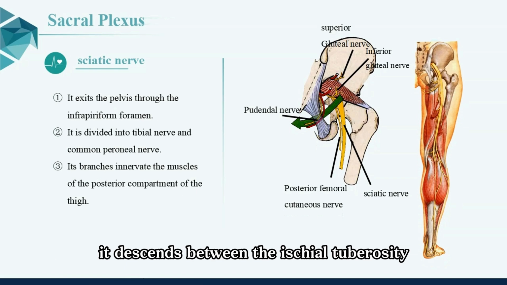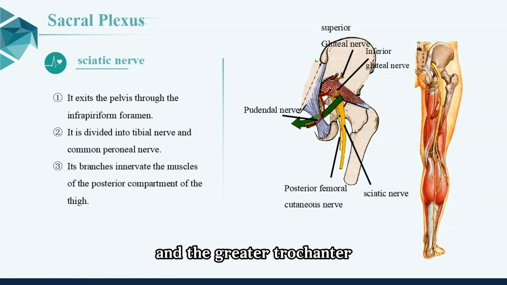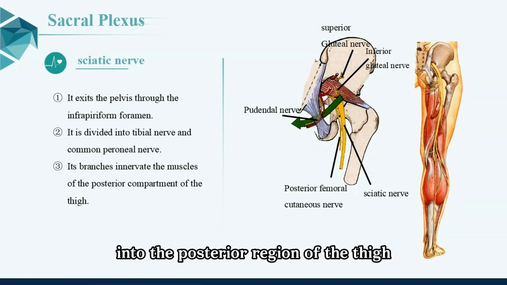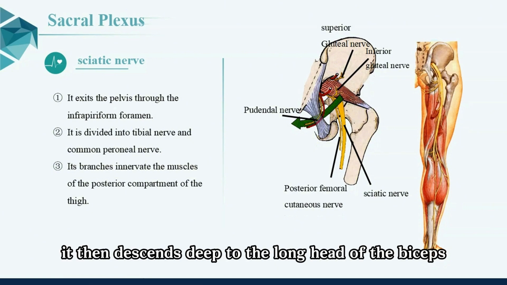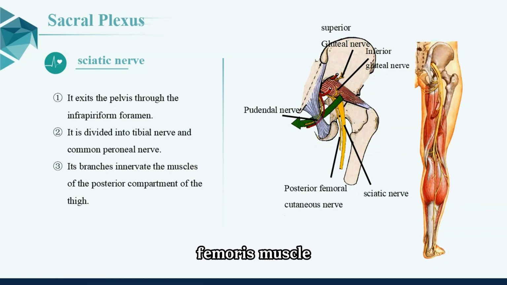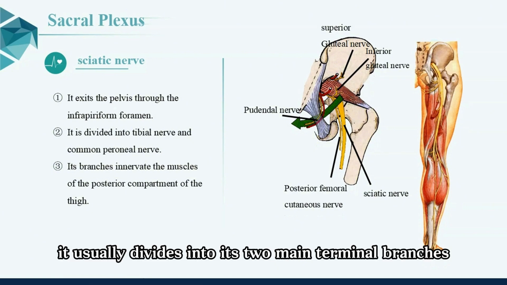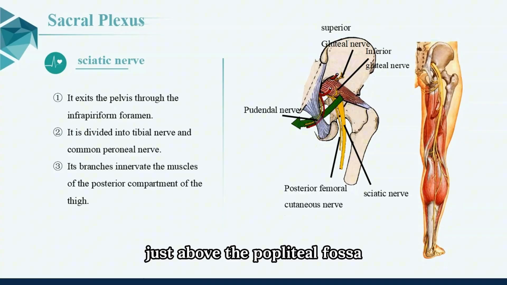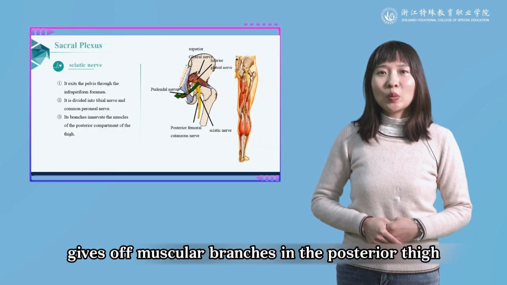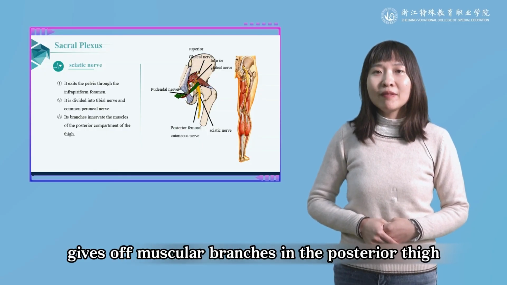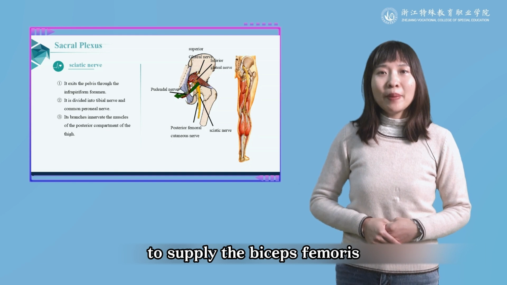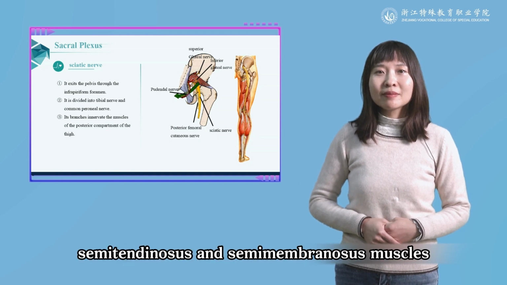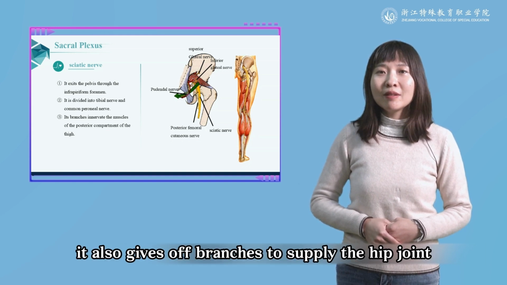It descends between the ischial tuberosity and the greater trochanter into the posterior region of the thigh. It then descends deep to the long head of the biceps femoris muscle. It usually divides into its 2 main terminal branches, the tibial nerve and the common fibular nerve, just above the popliteal fossa. The sciatic nerve trunk gives off muscular branches in the posterior thigh to supply the biceps femoris, semitendinosus, and semimembranosus muscles. It also gives off branches to supply the hip joint.